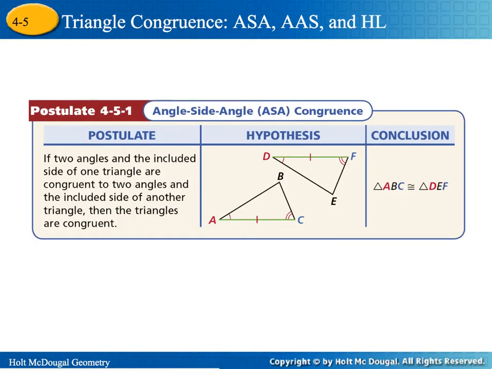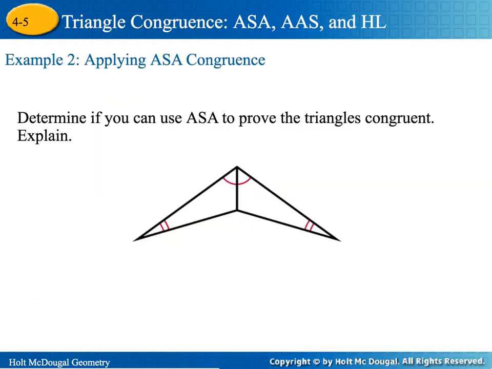Alright, so the ASA postulate is basically, like I said, the same thing that we were doing before. You have to have an angle, a side, and an angle paired up with another angle, a side, and an angle. These angles have to match up, the sides have to match up, and the angles have to match up. Alright, so determine if you can use ASA to prove the triangles are congruent.